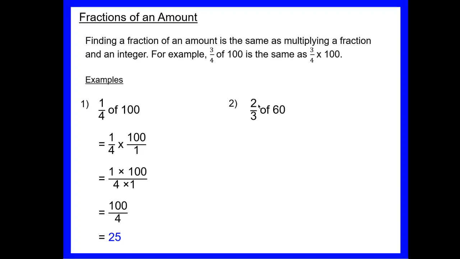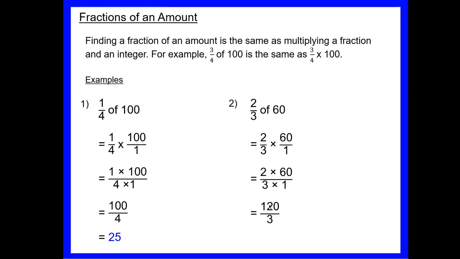Okay, let's have a look at this one then. So we've got 2/3 of 60. So again, we're going to start by making 2 fractions by putting a 1 under the 60 and changing the of to a times sign. Now we'll multiply as normal. So we're going to do 2 times 60 and 3 times 1. 2 times 60 is 120, 3 times 1 is 3.